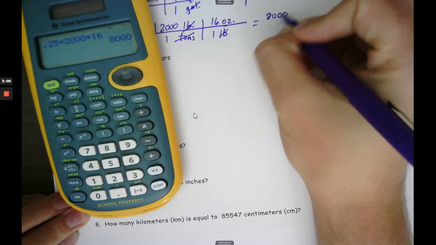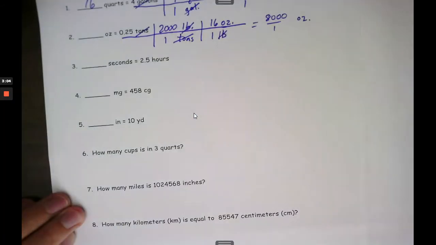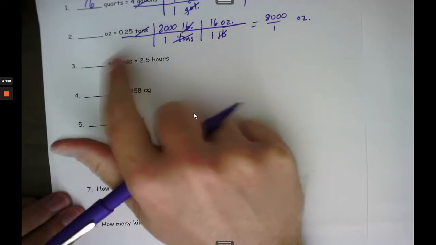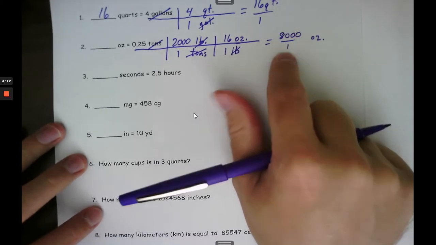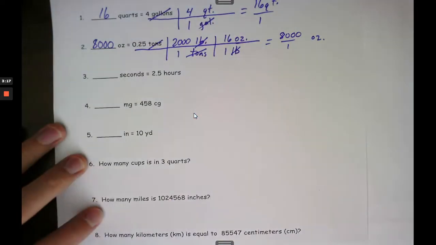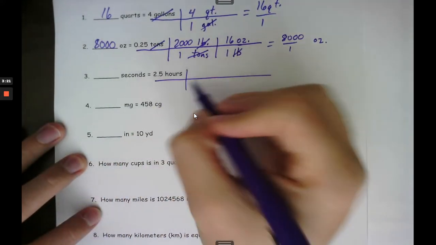8,000 over 1 ounces. And when we clean that up, again, it's over 1 because on the bottom we're doing 1 times 1. We multiply the top together, we multiply the bottom together, and then we can divide whatever we get. So 8,000 divided by 1 is just 8,000. So that's 8,000 ounces. Okay, seconds, changing hours into seconds.